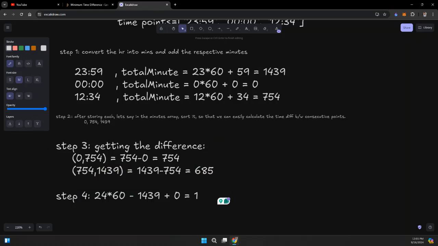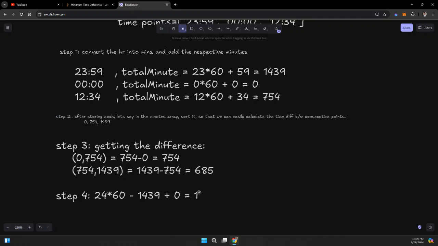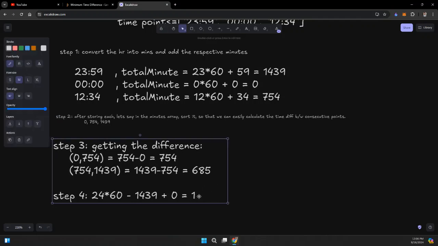And now finally, just compare it out. The minimum difference is the smallest value among the differences calculated, right? So, how many differences did you calculate? The first one here, 754, 685, and 1. Out of these three, 1 is the smallest. And what we require is to return the minimum minute difference. Straightforward, then 1 is the answer.